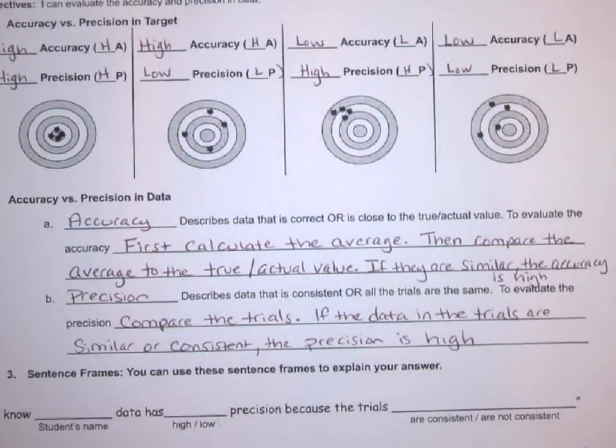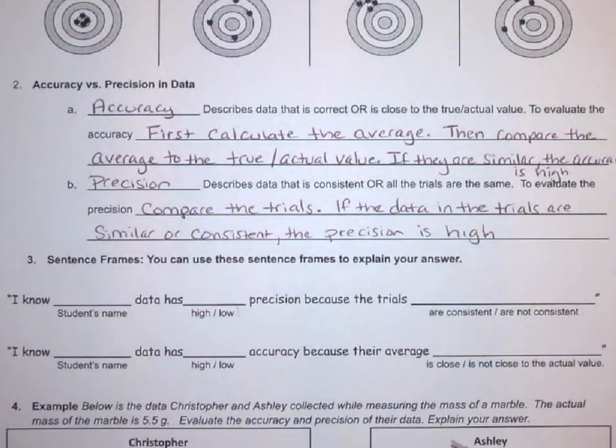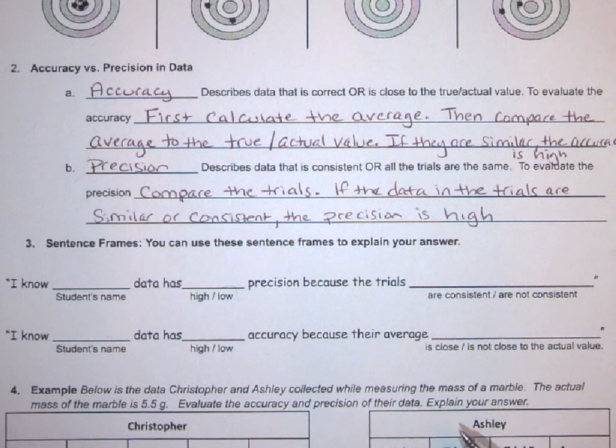And now we're going to look at some sentence frames that we could use when we're explaining accuracy and precision. So here are some sentence frames we're going to use, and then afterwards we'll use these sentence frames to help us with these examples at the bottom. These are optional sentence frames. You don't need to use them, but they may be helpful.